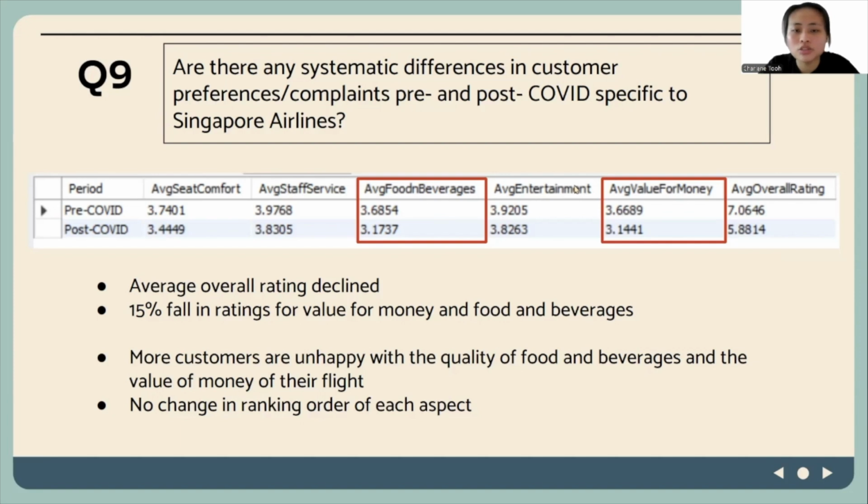Despite these changes, we also note that the order of ranking for each aspect has been consistent, with value for money and food and beverages being ranked the lowest relative to other aspects even before COVID-19.